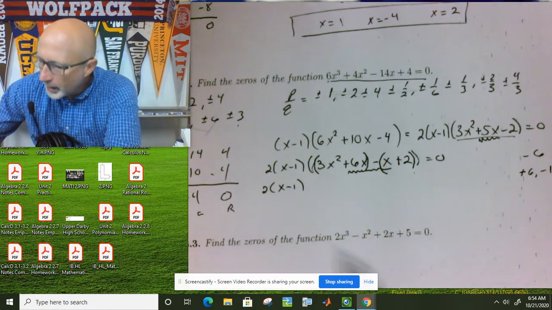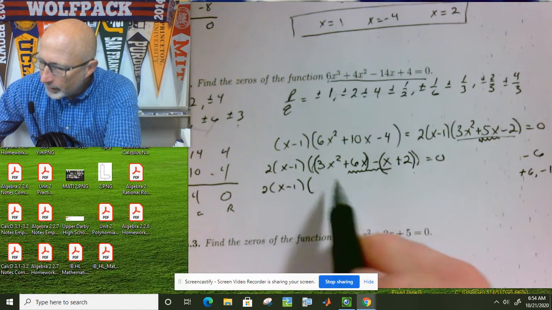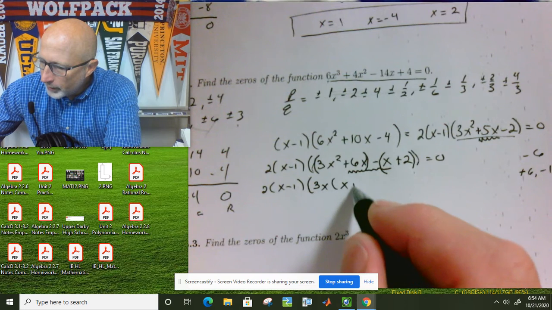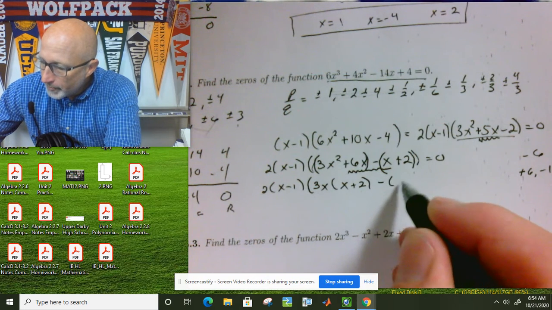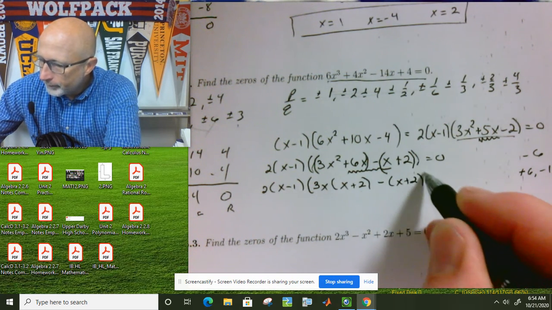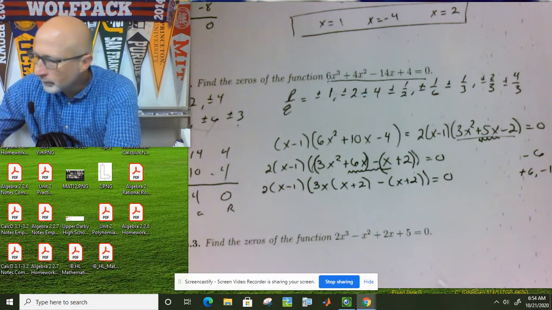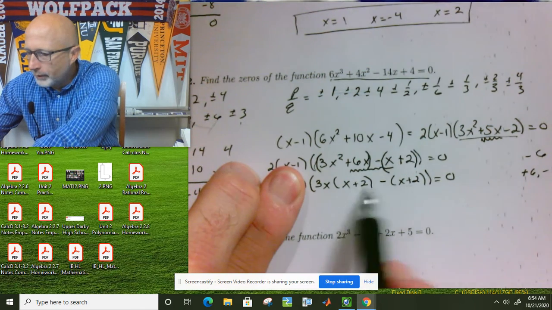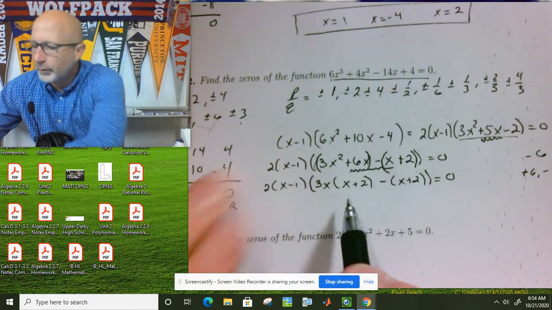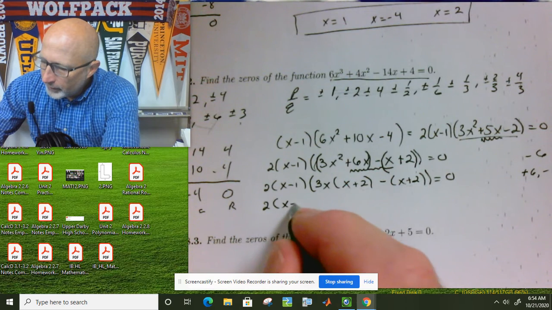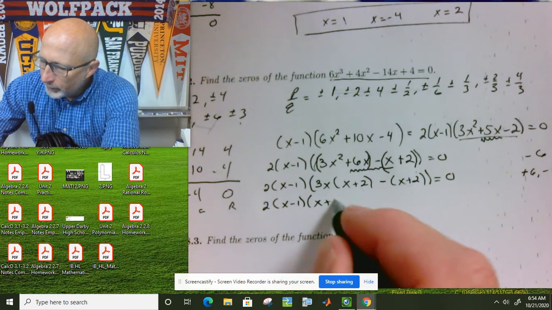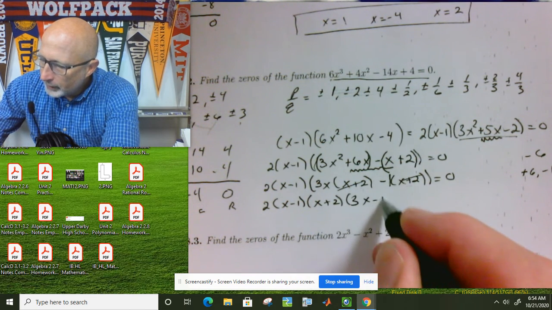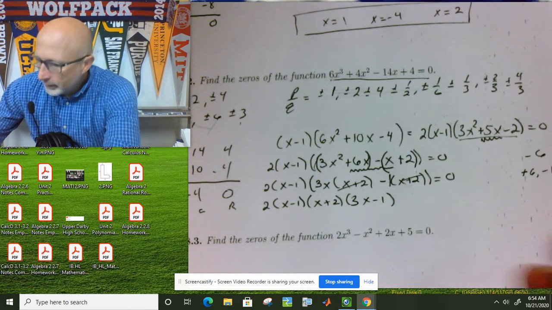Okay, now factor out what I can out of both of these. So I can take a 3x out of both of these. I'm left with x plus 2 minus, and there's the x plus 2. They both have an x minus 2. Ignore this if you need to. These both have an x plus 2, so factor an x plus 2 out of both of those. So I have 2 times x minus 1 times x plus 2, and I'm left with, when that happens, 3x minus 1. And this is equal to 0.